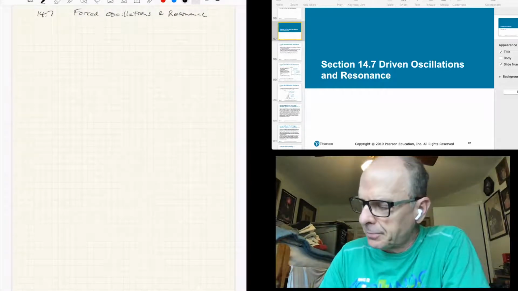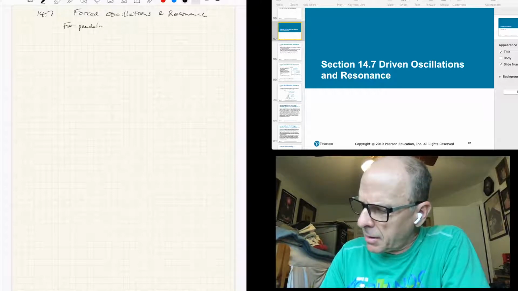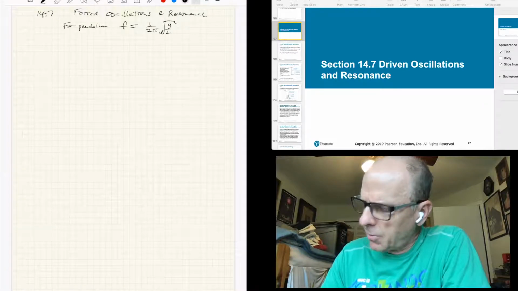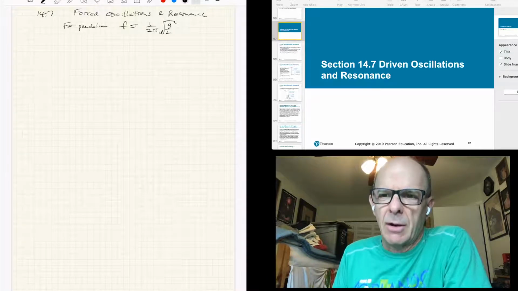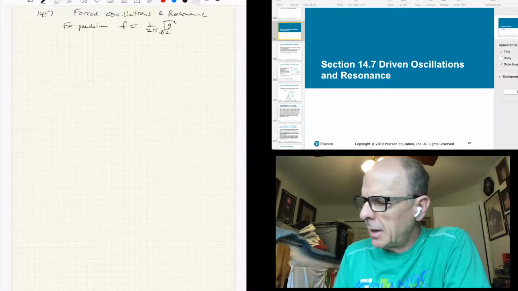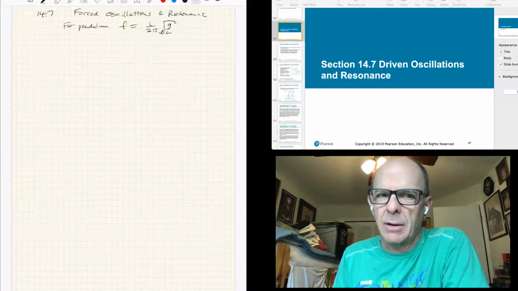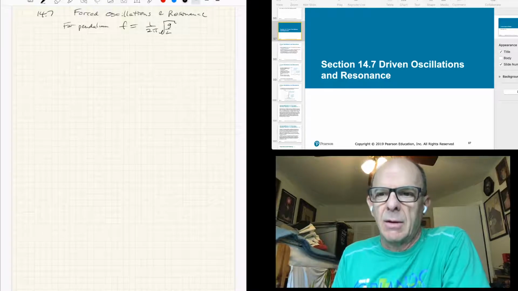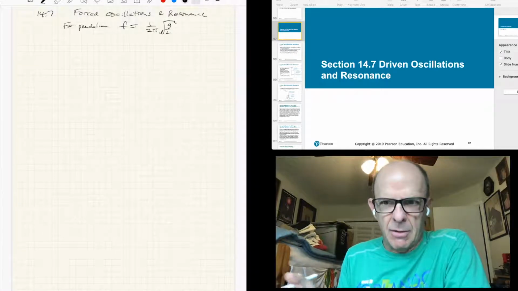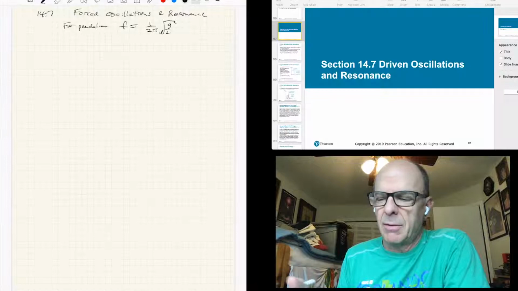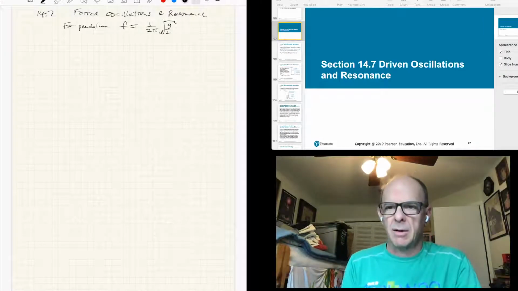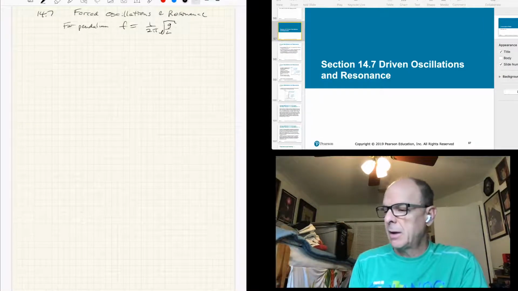So for example, for a pendulum, we had f is 1 over 2 pi times the square root of little g over L, where g is the gravitational acceleration wherever you happen to be. So on Earth, it's 9.8 meters per second squared, and L is the length of the pendulum. And it doesn't depend on the amplitude of the motion at all. And for the pendulum, it doesn't depend on the mass of the thing on the pendulum.